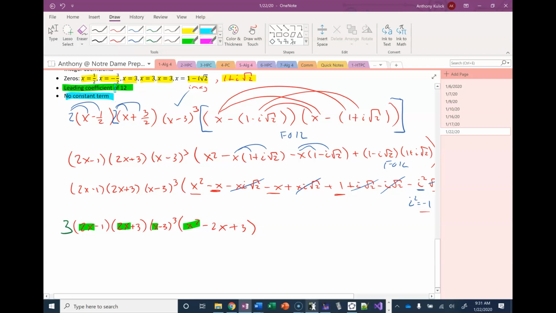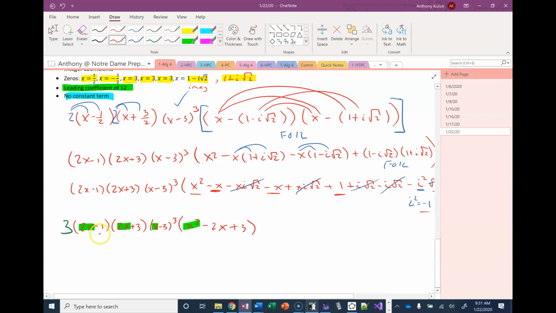Now, it also asks that I have no constant term. That was the requirement in the problem. It says the leading coefficient to be 12. It also asks that we have no constant term. Right now, do we have a constant term? Sure we do, right?